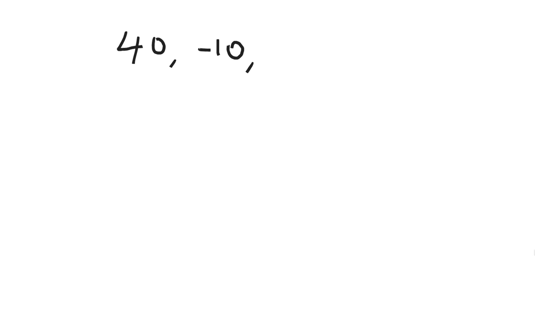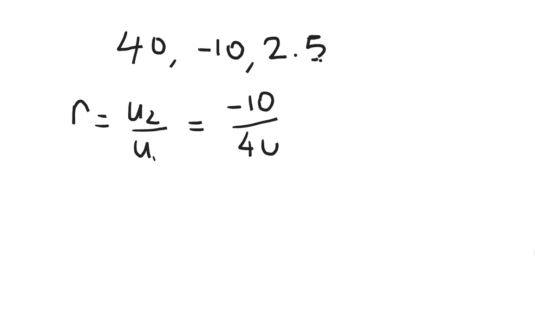So you said it was 2.5? Yes, you are right when you're saying you're dividing by negative 4, but that's not our R. Do you know how to figure out our R? You do negative 10 divided by 40. Exactly. If you divide the second term, U2, by U1, you can figure out what the R is. So in this case, it's negative 10 over 40. And what does that give you? Negative 0.25. Exactly.